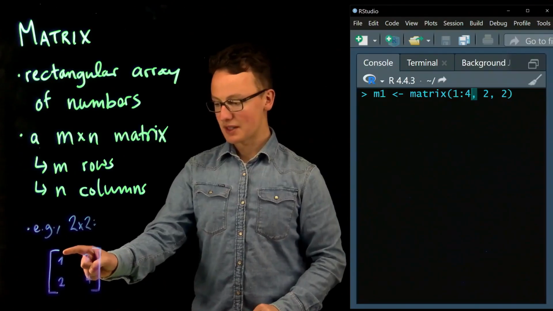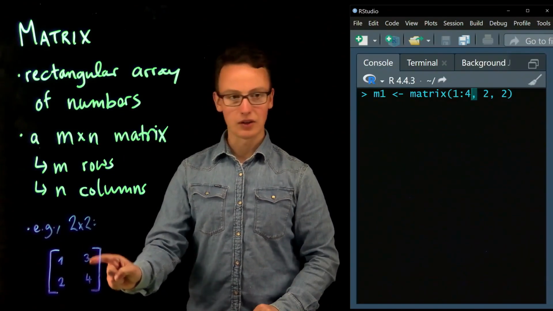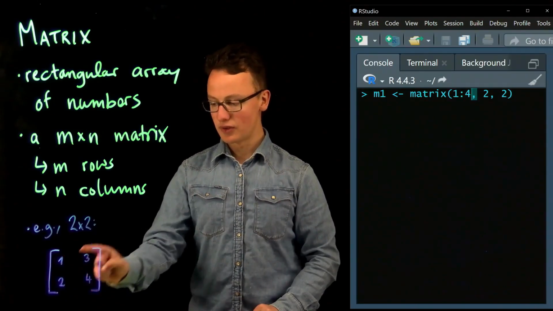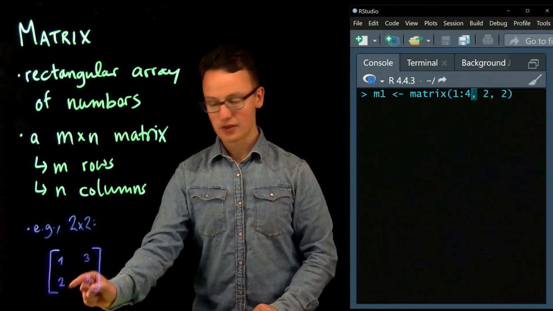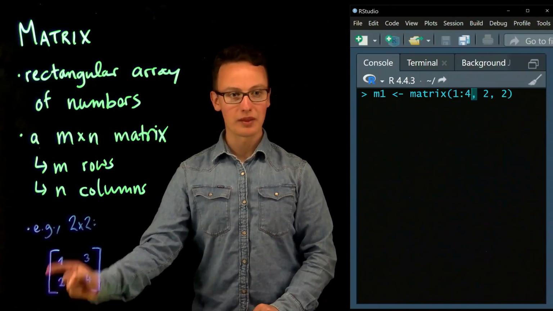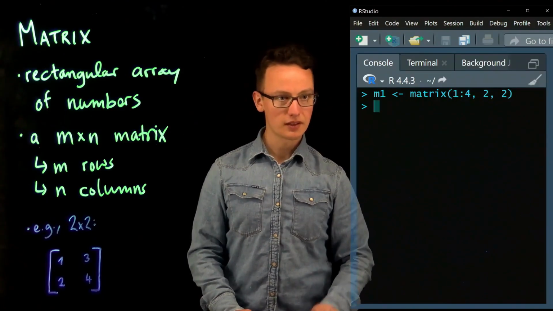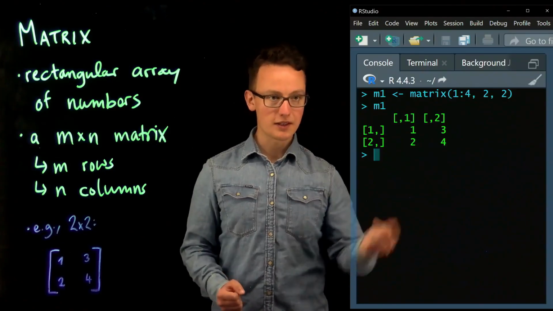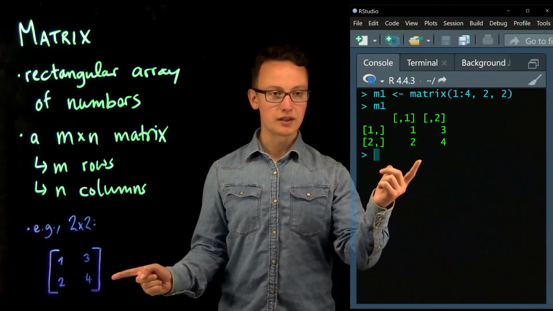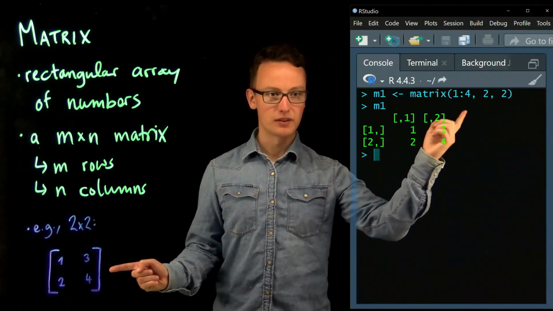So it will start basically going down the first column, and then it will start going down the second column. All right, so it will do 1, 2, 3, 4. It will not fill across rows, but it will really first go down a complete column and then go to the next column, right? And so if we do that, we can save this matrix as M1, and we can visualize what M1 is, and we see indeed this is what M1 looks like if we specify it as given here.